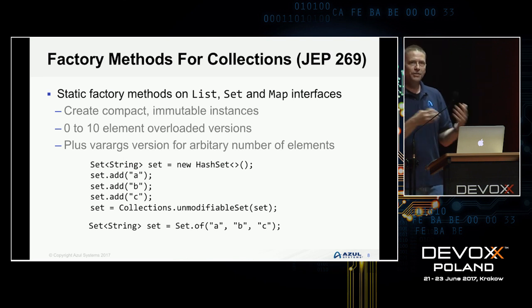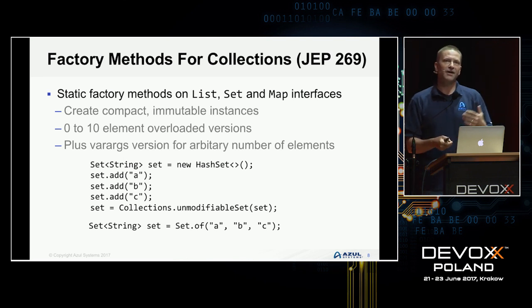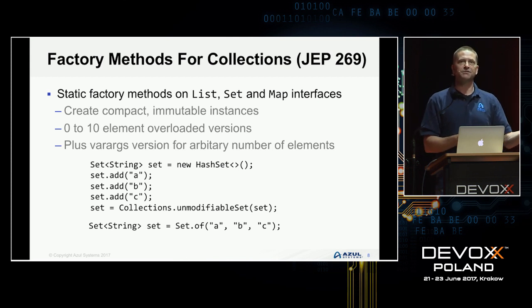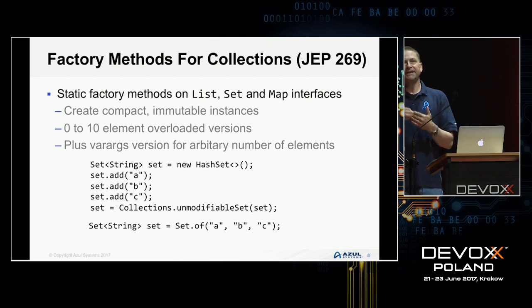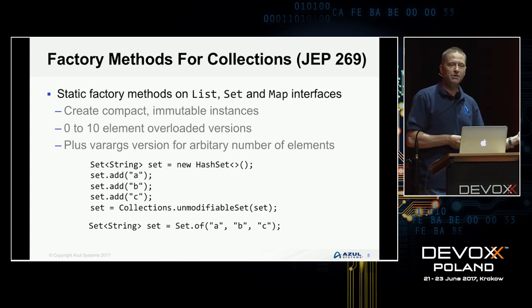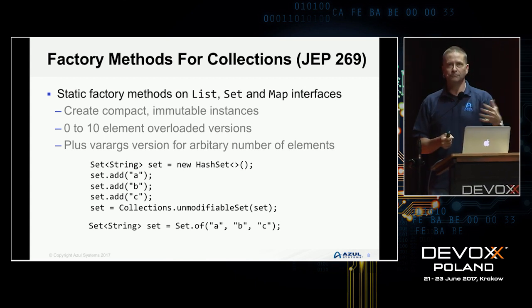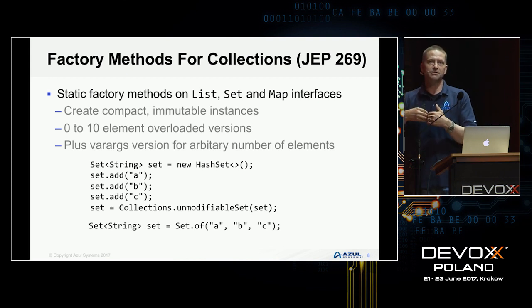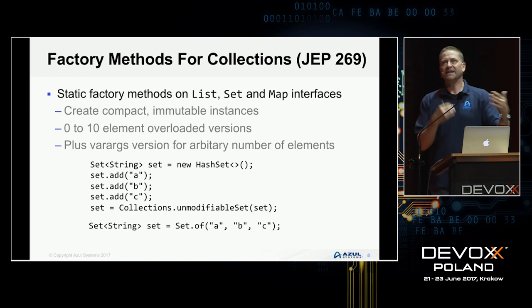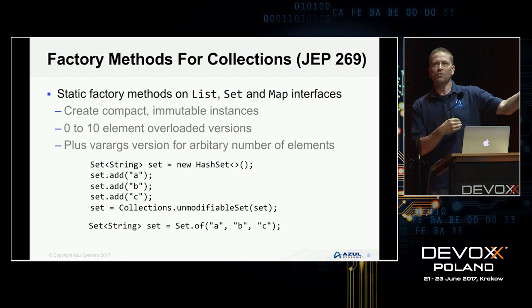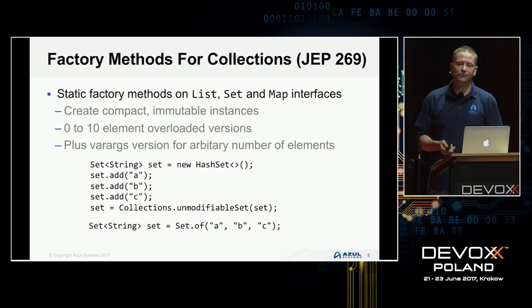Now, one of the reasons that we can do this now is because we can put static methods in an interface, introduced back in JDK 8. The way this has been done is using a number of overloaded methods. So there are overloaded methods for 0 to 10 elements to create the collections, and then there's another overloaded method which takes a varargs parameter so you can provide as many elements as you want. The idea of having 11 different overloaded methods, or 12 different overloaded methods, is to get better performance out of that.